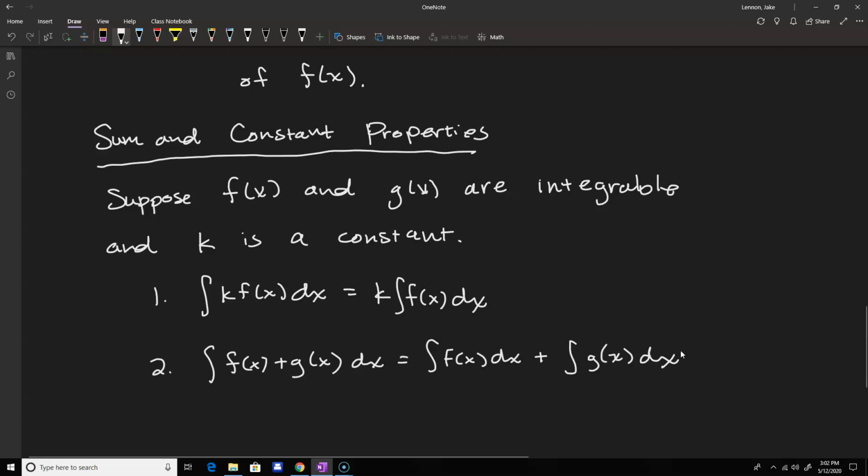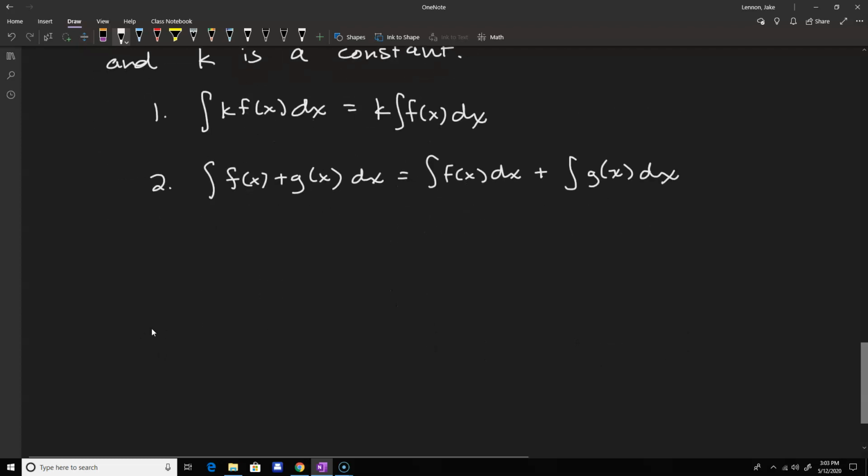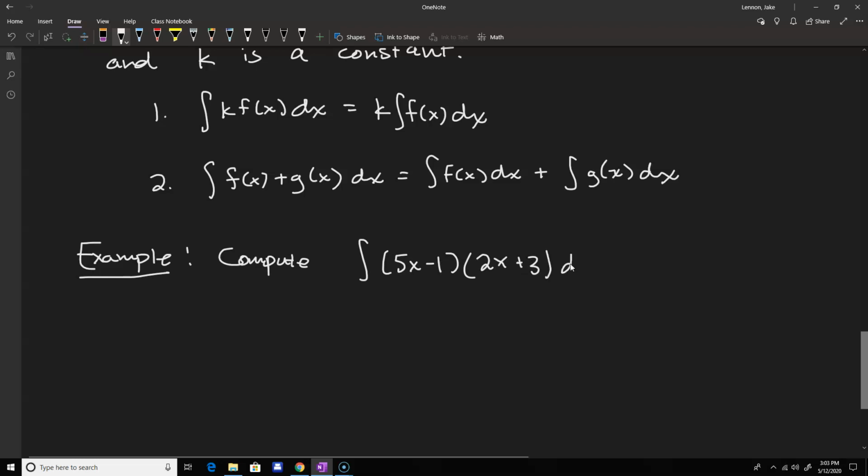So just for a quick example, let's compute the integral of 5x minus 1 times 2x plus 3 dx. Okay, so now these things are multiplied together.